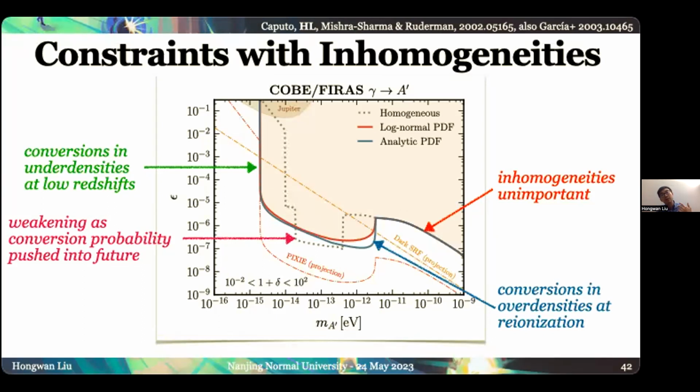And also you see that, actually assuming that everything is homogeneous is not a conservative assumption, in the sense that when you do the correct calculation with inhomogeneity, you find that the limits can actually weaken. And the way to think about it is that if you assume that everything's homogeneous, all of the conversions happen at one redshift and at one particular point in time. But if there are fluctuations, then what happens is that the conversions actually kind of spread out over time. And so inhomogeneities can actually push some of the probability of conversion into the future. And this leads to a weakening of the constraints.